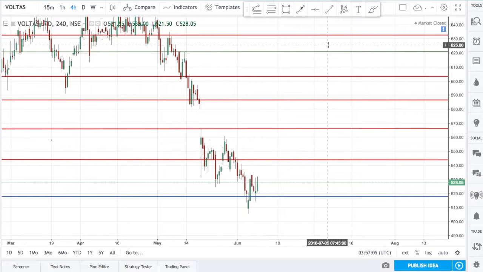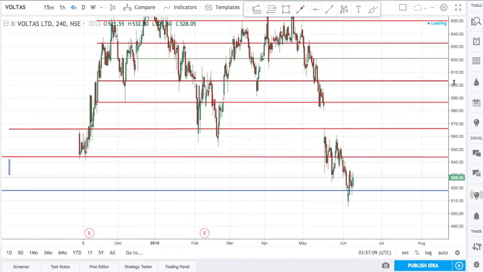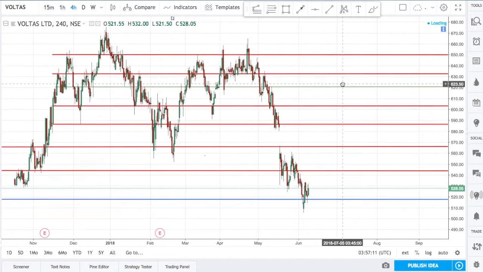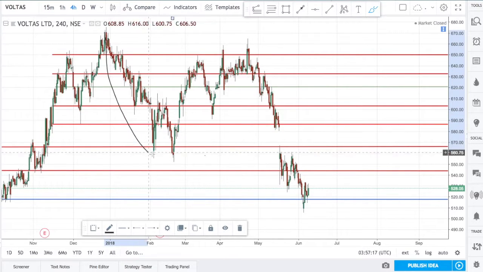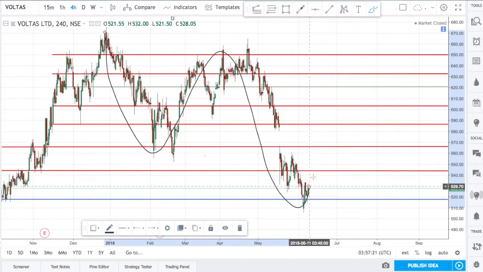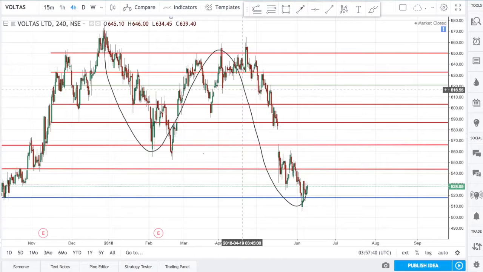As you could see from the chart of Voltas, it is in a clear downtrend and it is ripe for a bounce. Here what we are trying to do is place a counter trend trade on Voltas.